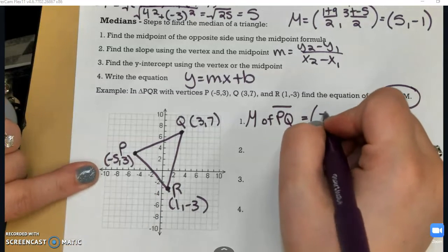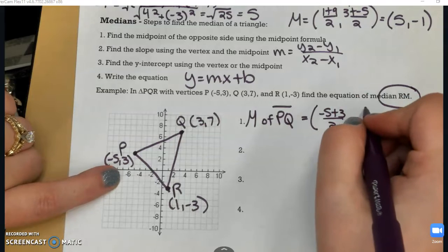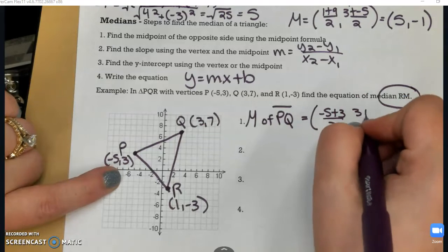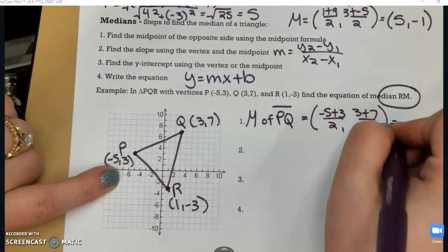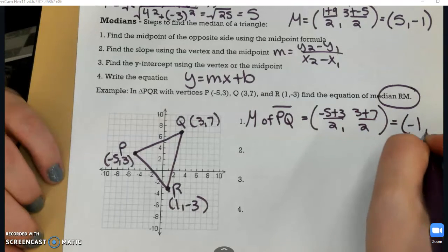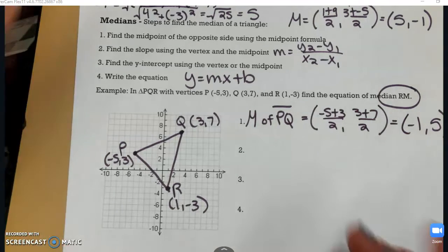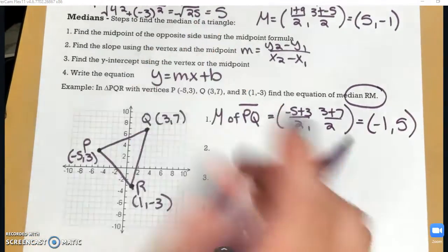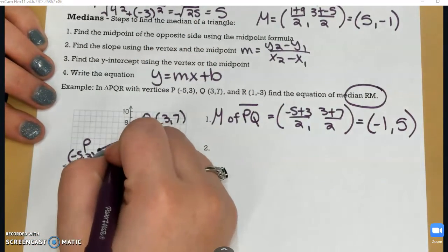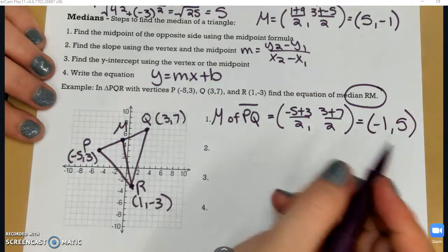Add your X values, negative 5 plus 3 divided by 2. Add your Y values, 3 plus 7 divided by 2. Negative 5 plus 3 is negative 2, divided by 2 is negative 1. 3 plus 7 is 10, divided by 2 is 5. So that is my midpoint, negative 1, 5. So connecting those 2 points gives me my median.